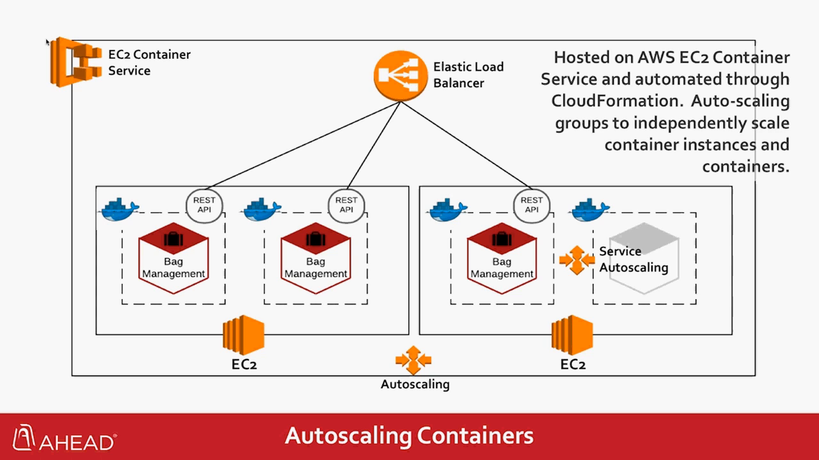Containers are hosted on top of EC2 instances, so we set up auto-scaling groups to ensure that the infrastructure necessary to host the containers is also set up for auto-scaling. Then we basically put our bag management containers, which run on top of those EC2 instances, in their own service auto-scaling groups as well. In this case, we've chosen to use Docker containers on the Elastic Container Service running on Amazon Web Services.